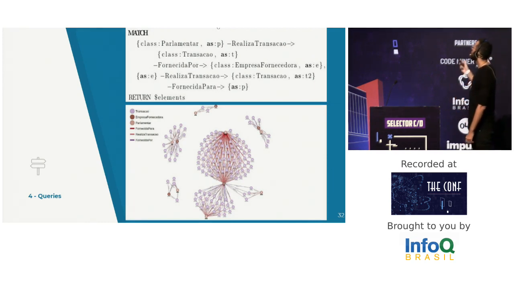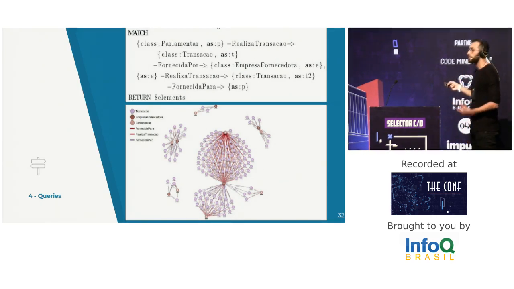In this query, I'm basically looking for a deputy that executes a transaction with a company. And we have a comma here; it stands for the AND operator. This same company that I have defined here executes a second transaction. It is not the same transaction; we have T and we have T2. And this company that executed a transaction donated to the deputy.